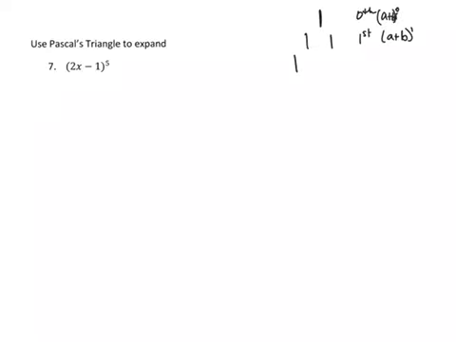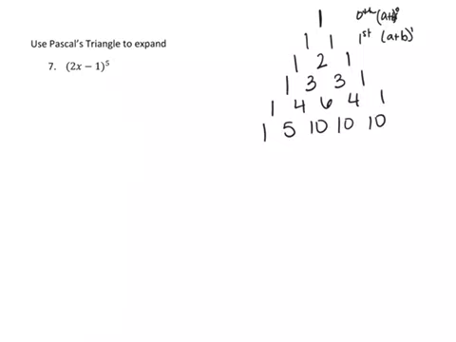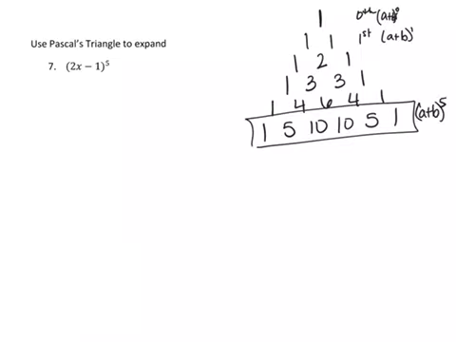And then it's 1. 1 plus 1 is 2. And then 1. Then 1 plus 2 is 3, 2 plus 1 is 3. 1. 1 plus 3 is 4, 3 plus 3 is 6, 3 plus 1 is 4, and then a 1, and then 1 plus 4 is 5, 4 plus 6 is 10, 6 plus 4 is 10, 4 plus 1 is 5, and then 1. So these are the coefficients we're going to use for a plus b to the 5th power.